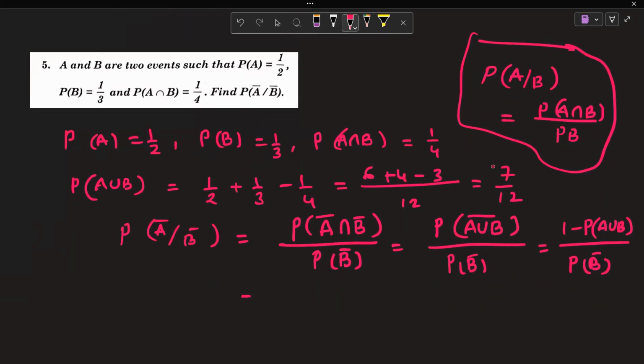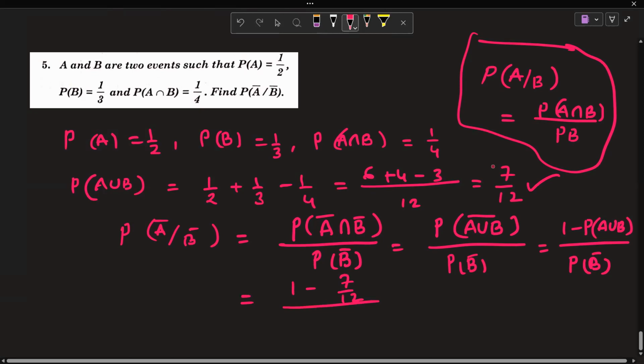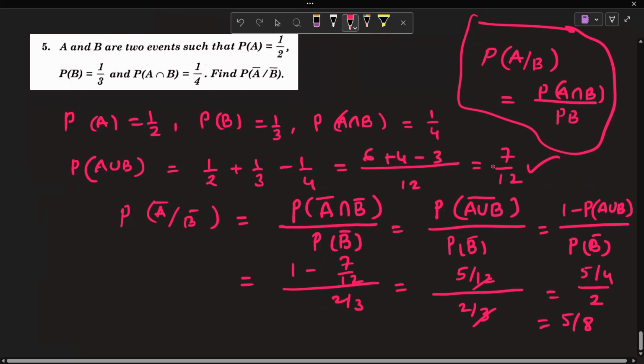Okay. So what is this 1 minus P of A union B? It is 7 out of 12. 7 out of 12 divided by P of B bar is how much? 2 out of 3. So what is this value? 1 minus 7 out of 12? 5 out of 12 divided by 2 out of 3. 3 got cancelled in 12. How many times? 4 times. So 5 by 4 by 2. So 5 by 8 it is. 2 and 4 got multiplied. Okay, 5 by 8 is the answer of this question.